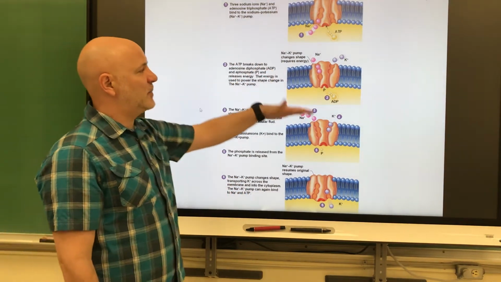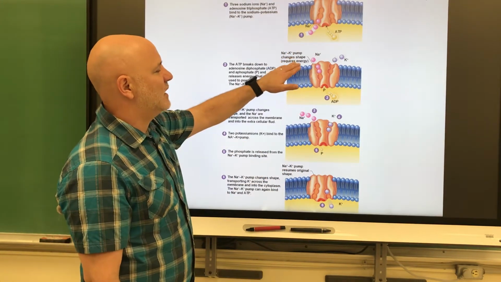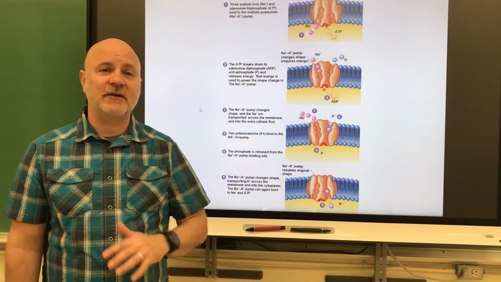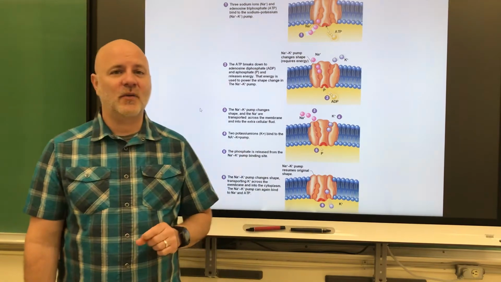Okay, a couple examples here. This is showing the sodium-potassium pump. This constantly pumps sodium out of cells and potassium into cells. This is found along all of our muscle cells and all of our nerve cells. If this pump stopped working, you would stop working very quickly.